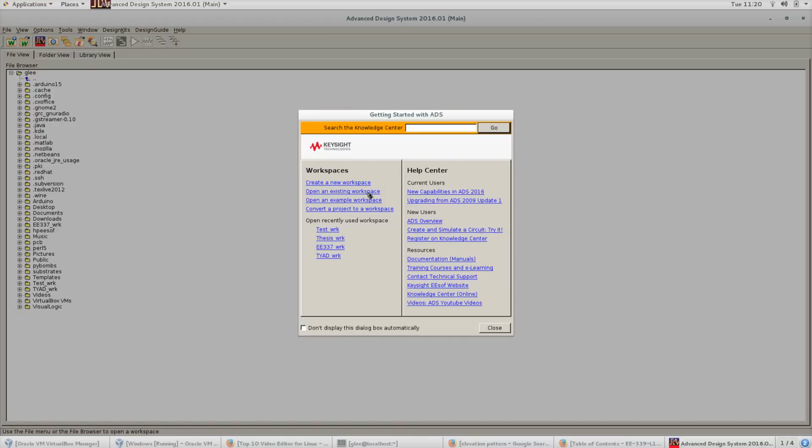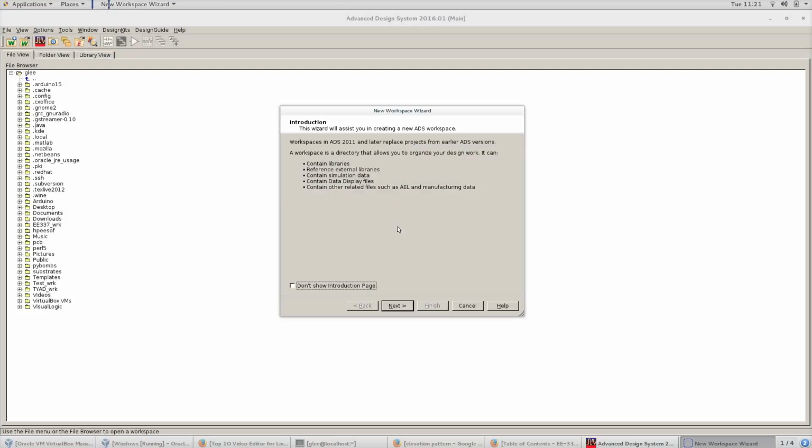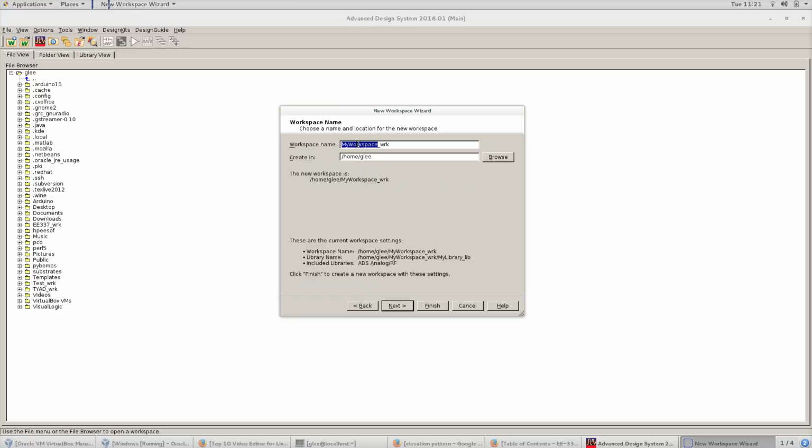When you first open up Keysight Advanced Design System, you're going to be greeted with a window very similar to what you see here. I'm going to walk you through the process of creating a new workspace, but you could alternately just use one of the previous workspaces that you've built other models in before. So creating a new workspace, I'm going to hit Next. I'm going to name it something, so my workspace work is more than sufficient.